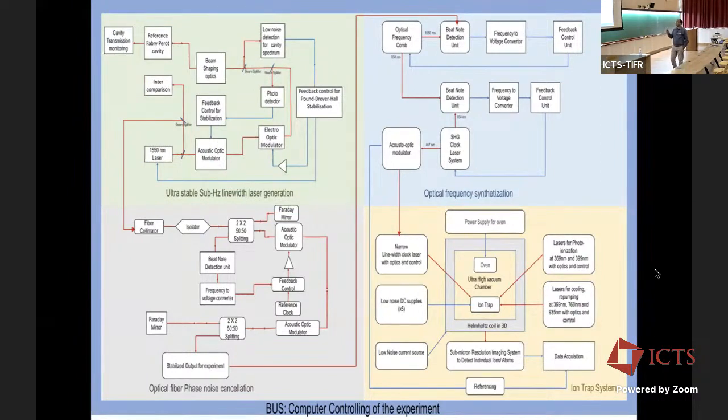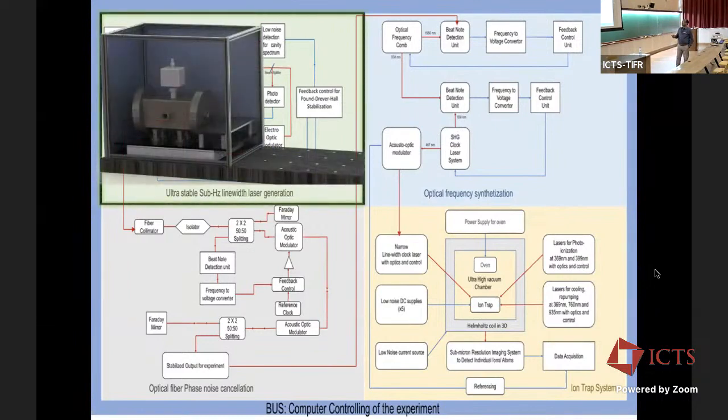Okay, so if I just put like what is required to build an optical atomic clock, then I can divide it into 5 segments. The first one is generation of the ultra stable sub-hertz line width laser, and this is the picture from our lab. So we have designed the cavity, and cavity is under fabrication at this moment. That requires quite heroic effort to get down to sub-hertz line width.